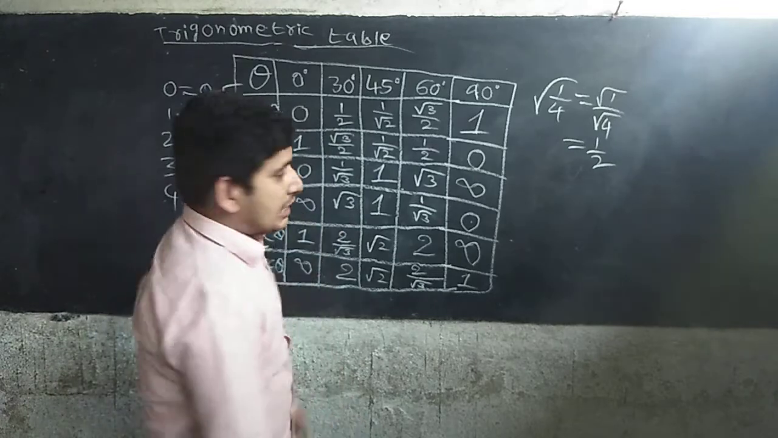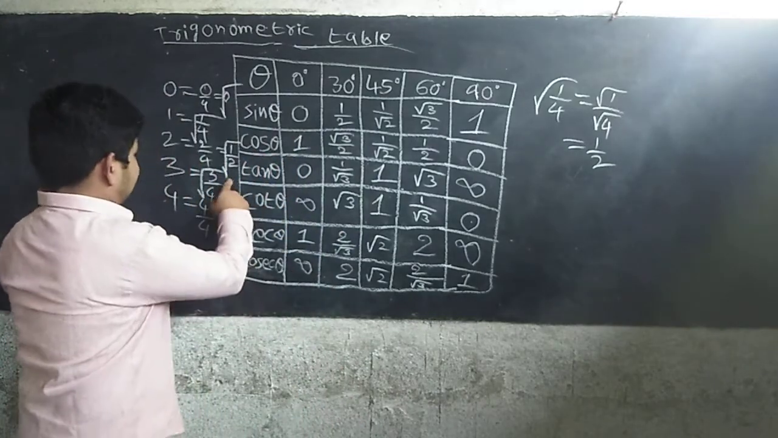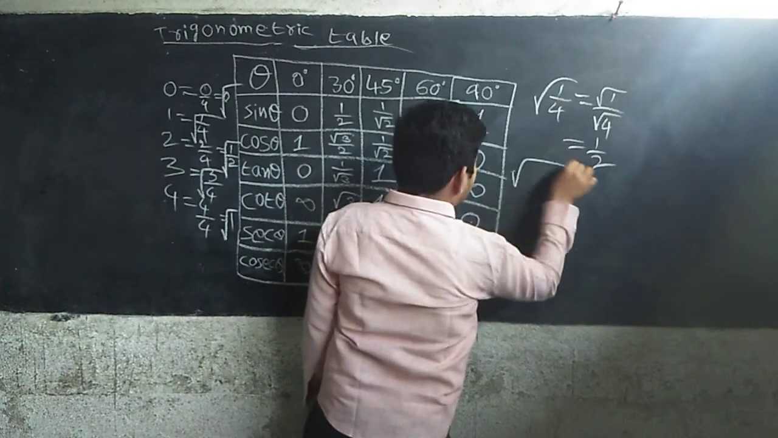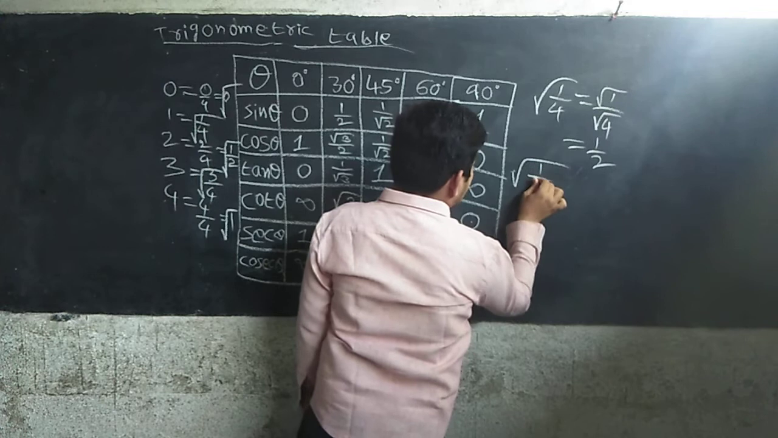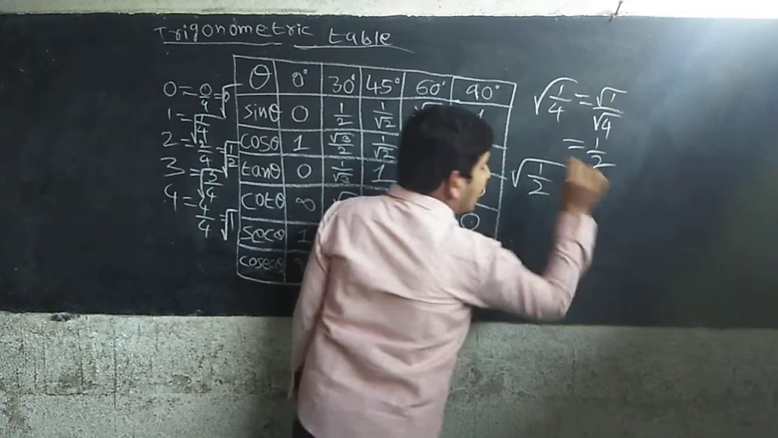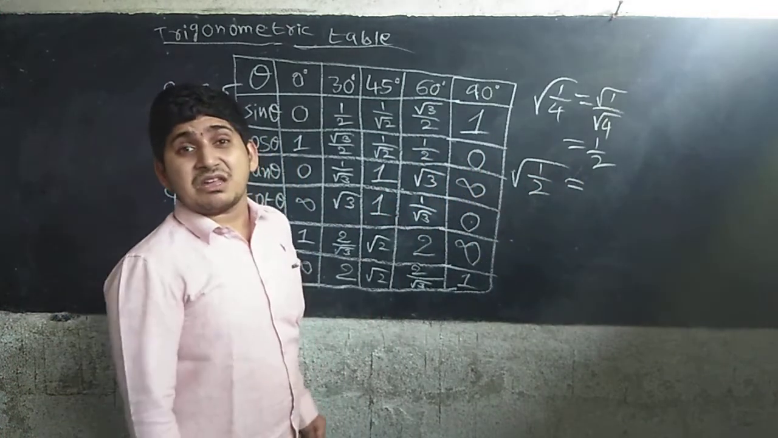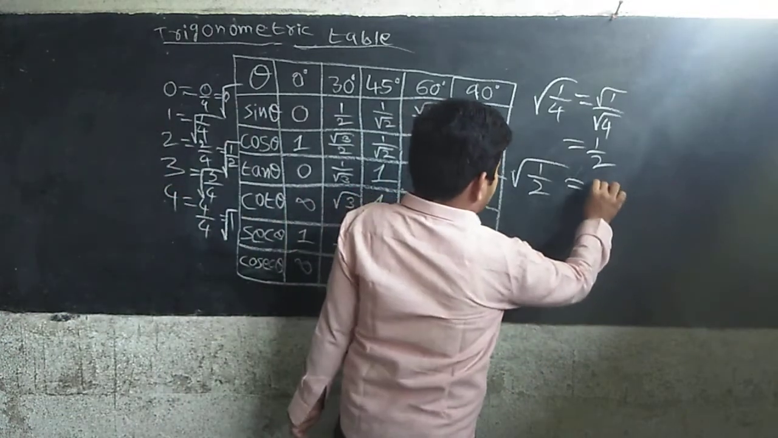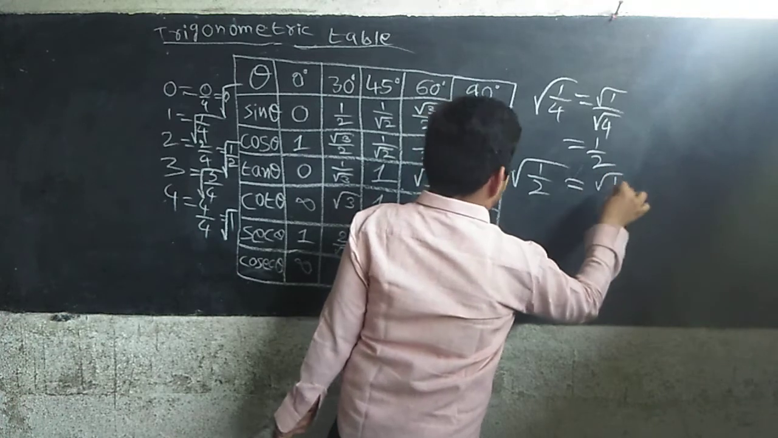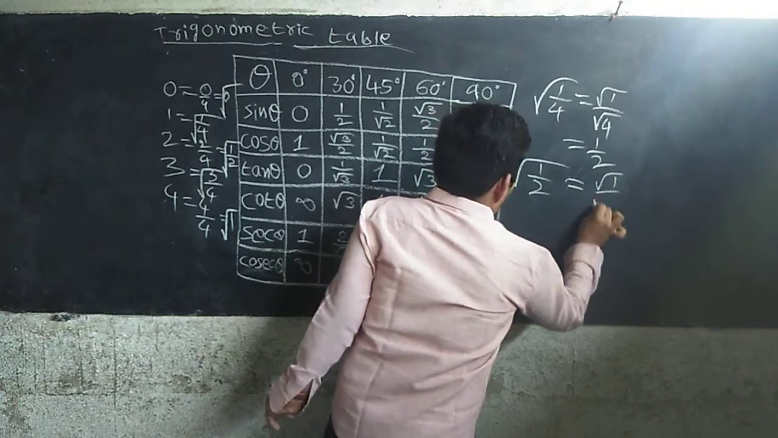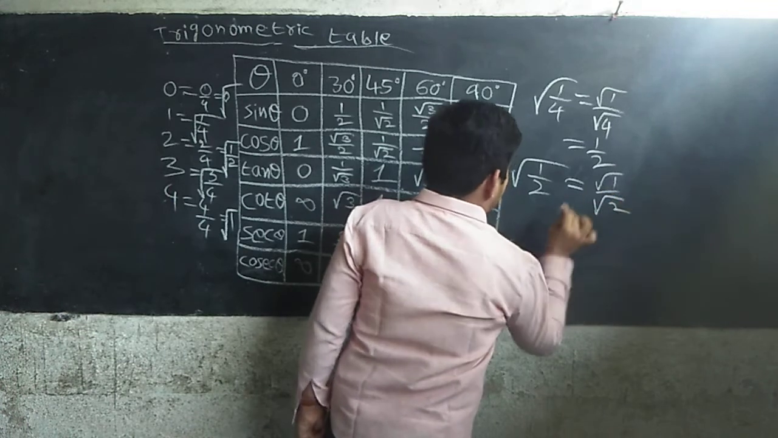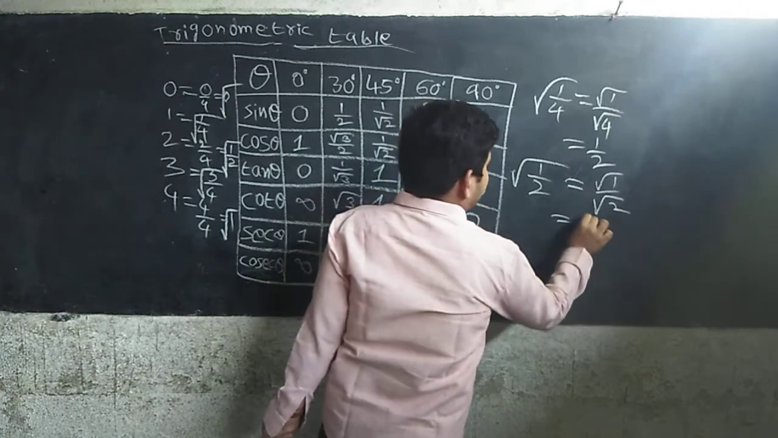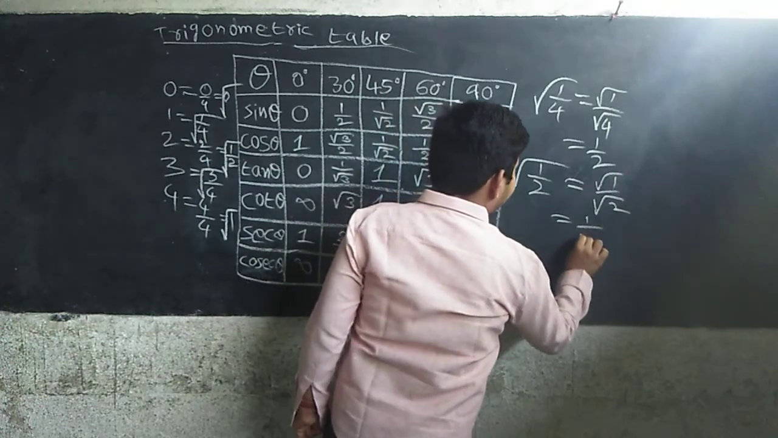Now, next root of 1 by 2. Root of 1 by 2 is nothing but root 1 by root 2. Why? Because root of a by b equals root a by root b. So root of 1 by root 2, that is nothing but root 1 equal to 1. So 1 by root 2.